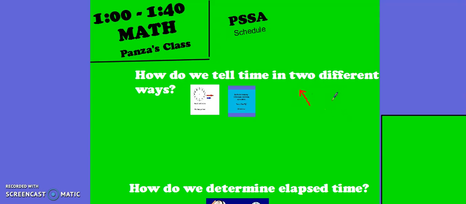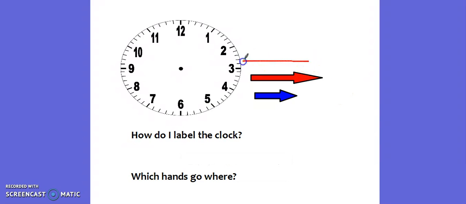Once again, we've been attacking this question, how to tell time in two different ways: the regular way, reading a digital or a regular clock, and the smart way. I taught you some strategies in recognizing where the minute hand, or the bigger hand, was and the hour hand was, and determining whether it is before or after.